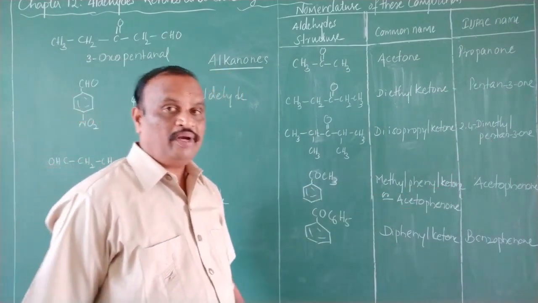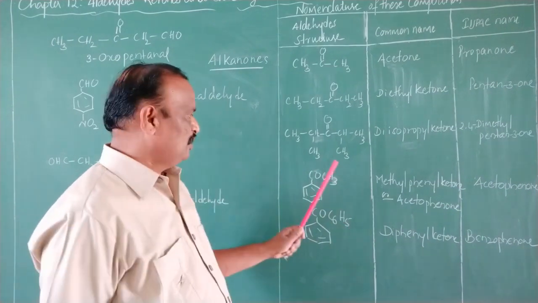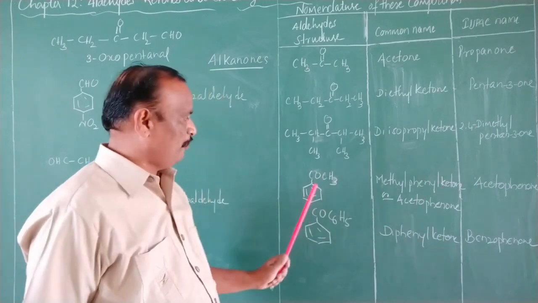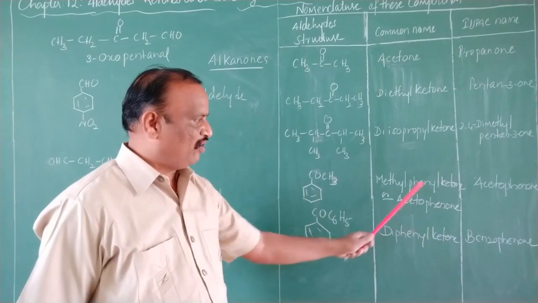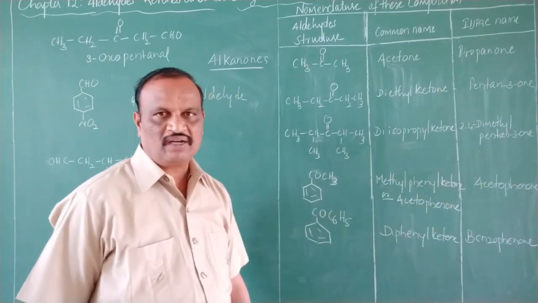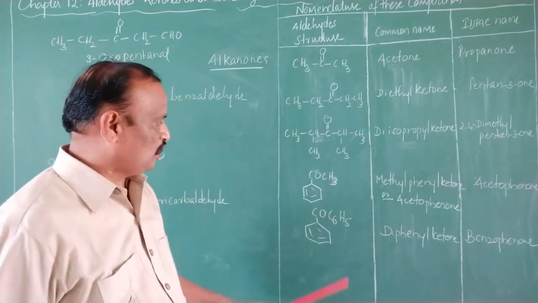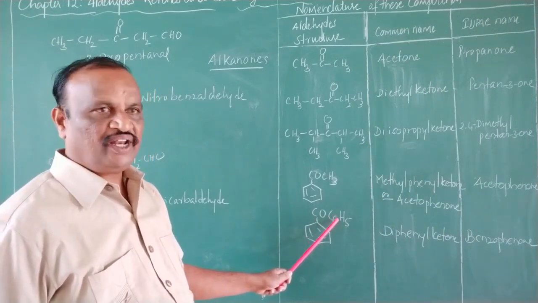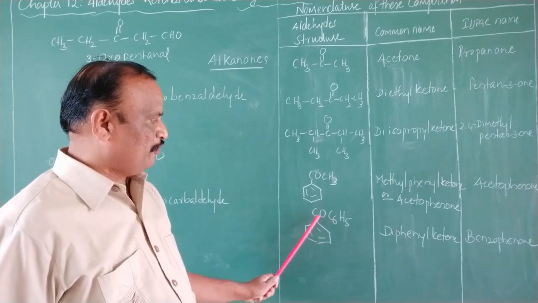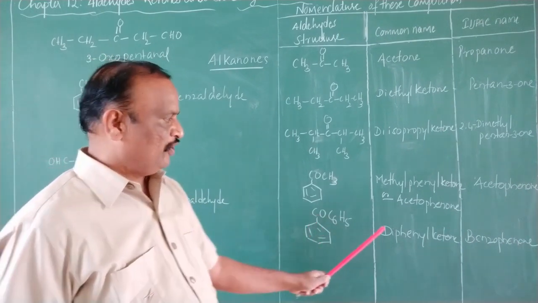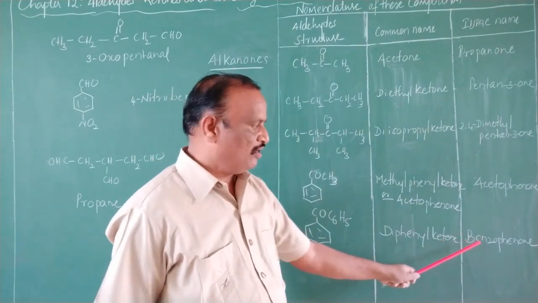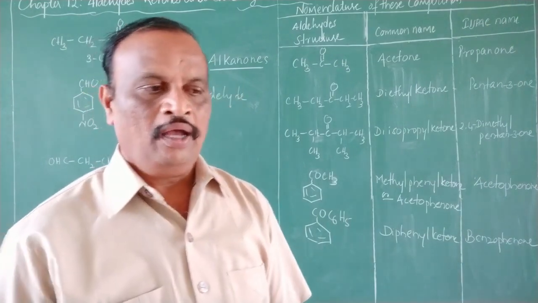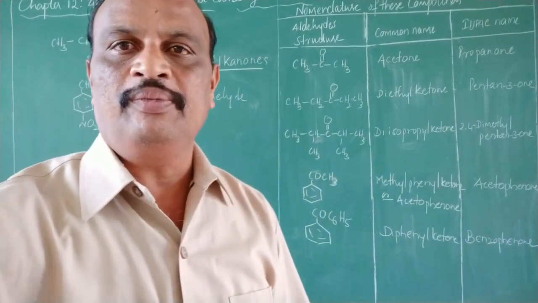Among the aromatic ketones, the simplest aromatic ketone is this one, methyl phenyl ketone. Methyl group, phenyl group, ketone. Or we call it acetophenone. The common system also will call it acetophenone only. Two phenyl groups are present in the next example. This is C6H5, one phenyl group, and another C6H5 group attached to the ketonic group. Diphenyl ketone it is, or benzophenone. This is how it will be named.